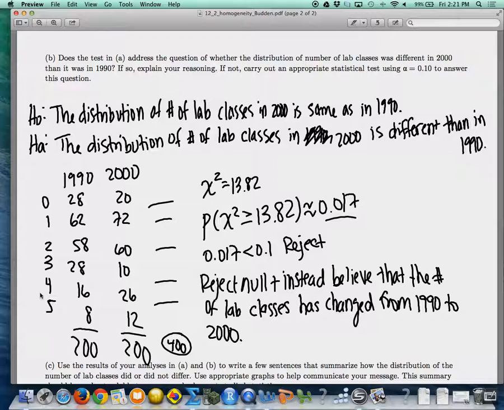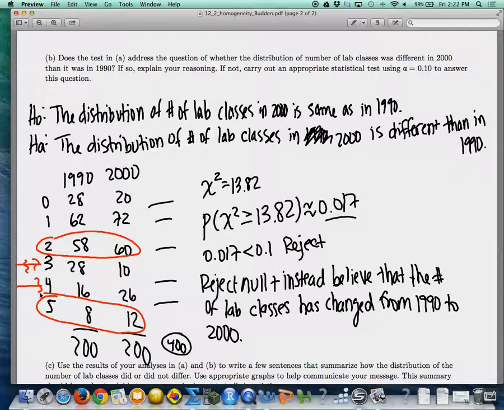Okay, does this tell us how the distribution has changed? So if I look at the distribution, it looks like the percentage of students taking 2 lab classes has remained pretty much the same. Those taking 5 lab classes, it looks like that has pretty much remained the same. It looks like those taking 3, those taking 4, that's a pretty big difference, but we don't know for sure.